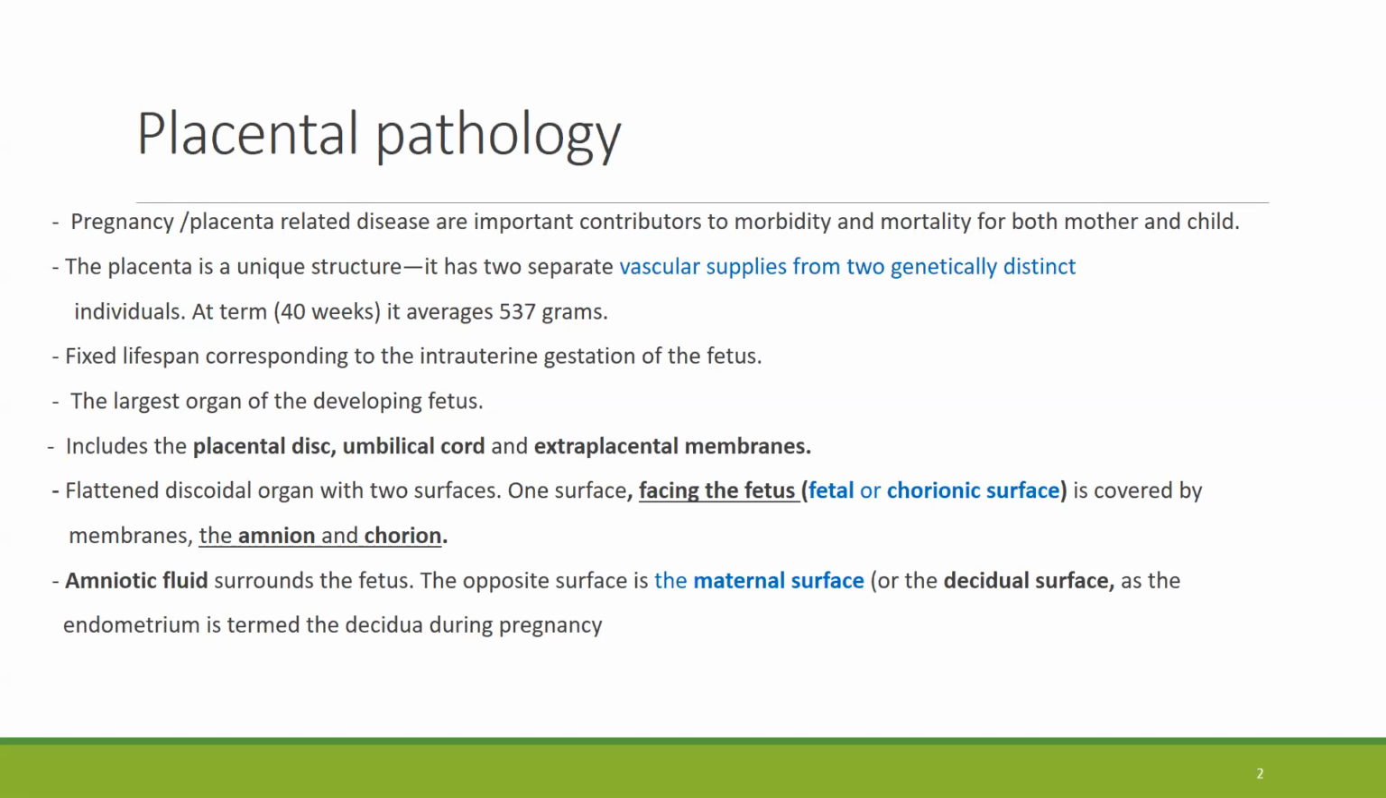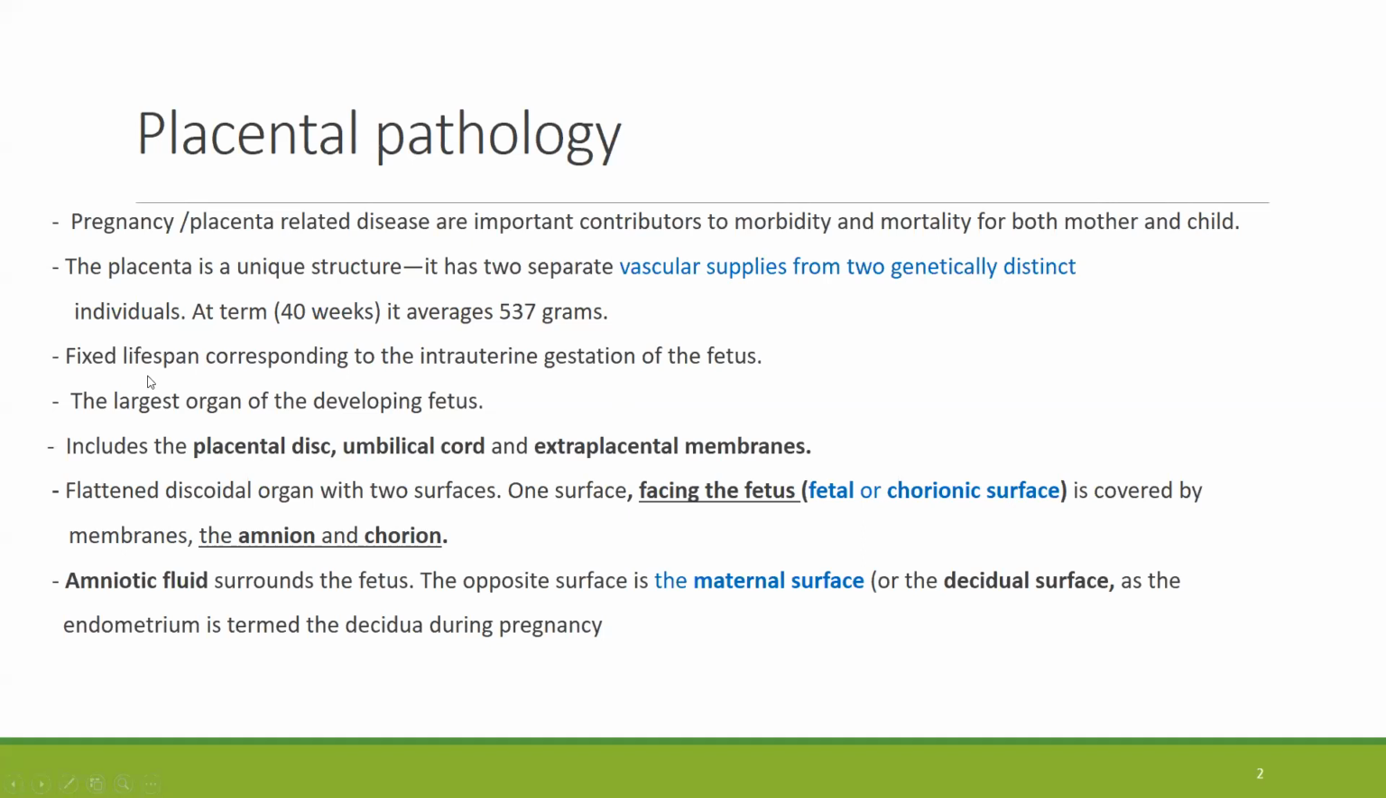The placenta is a very, very unique structure. Why? Because it has two separate vascular supplies from two genetically distinct individuals, the mom and the baby. So it's a really unique structure. It has supplies from both the baby and the mom. At the end of pregnancy, just remember the weight is about half a kilogram. So usually the placenta is half a kilogram.